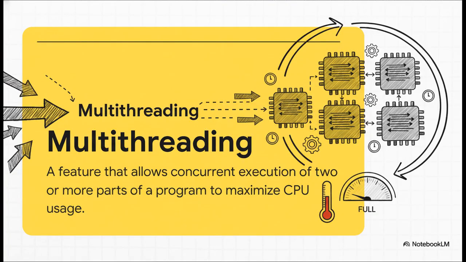Okay, so let's get just a little technical for a second. The formal definition of multi-threading is that it's a feature that lets a program break its work down into smaller pieces, little subtasks that can all run at the same time. The goal here is really simple. You want to squeeze every last drop of performance out of that CPU. You never want it just sitting around doing nothing when there's work to be done.